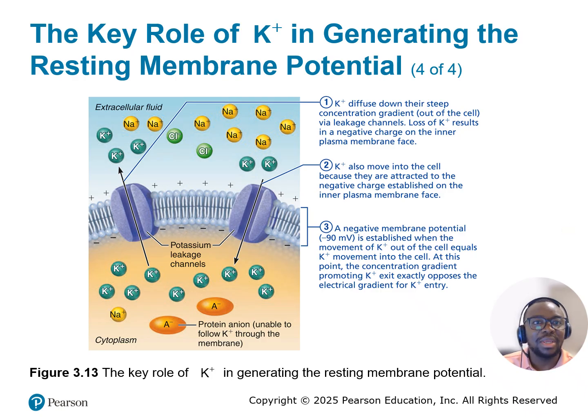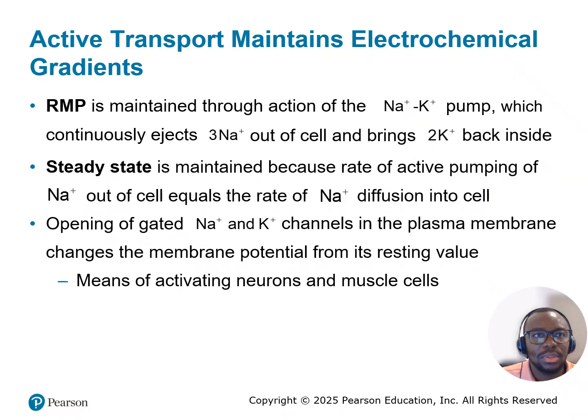In step 3, when the movement of potassium ions out of the cell equals the movement of potassium ions into the cell, a negative membrane potential of negative 90 millivolts is established. At this point, the concentration gradient promoting the exit of potassium ions exactly opposes the electrical gradient for the entry of potassium into the cell. As we just discussed, diffusion establishes the resting membrane potential. So how is the resting membrane potential maintained?